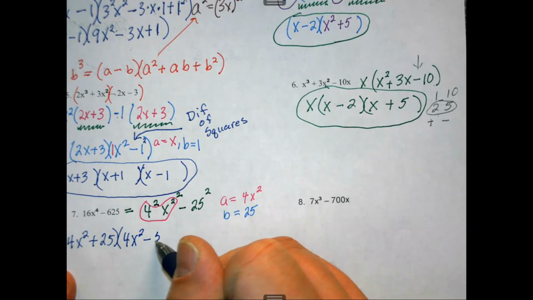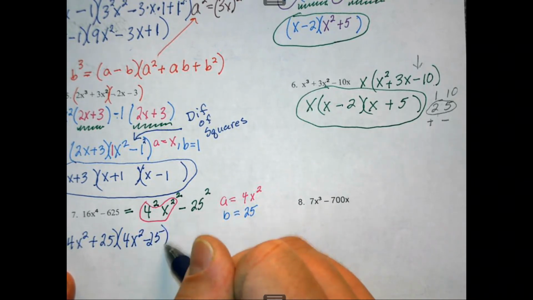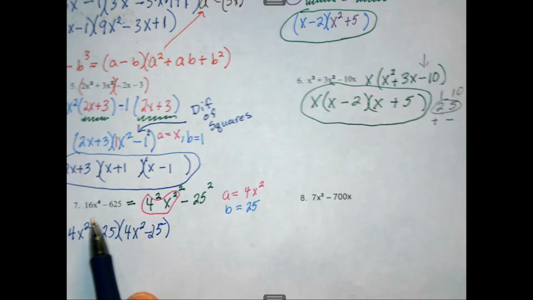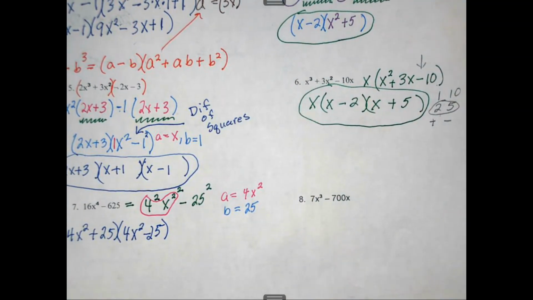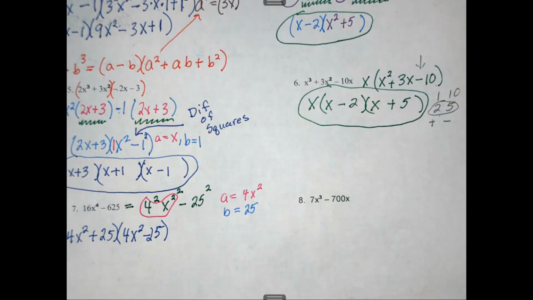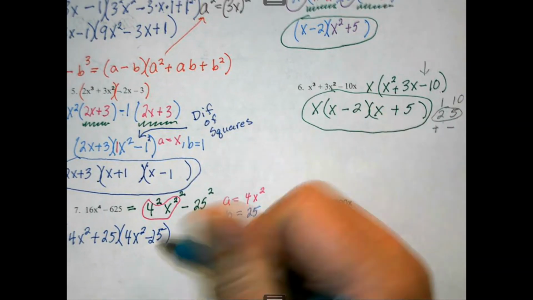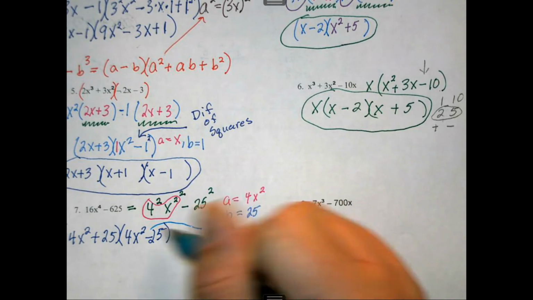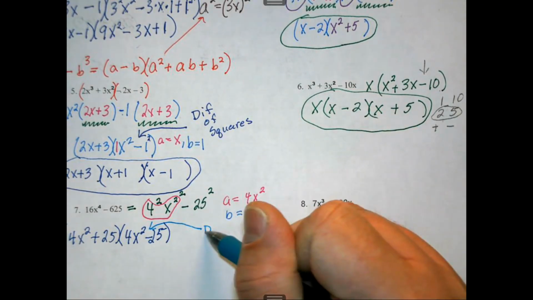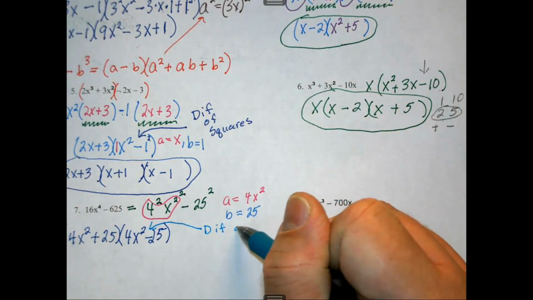This is just an overview right here. This is the question. Well, this was new yesterday because we had that x to the 4th, right? The rest of it is review. Am I done? Oh no, there's another difference of squares in there.